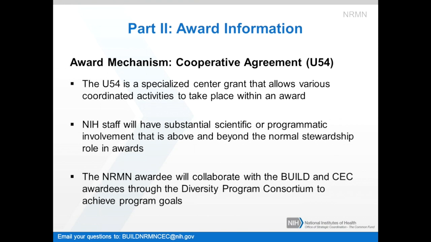Let's now turn our attention to award information. As you may know, the award mechanism for the NRMN is a U54, which is also known as a cooperative agreement. A cooperative agreement is a support mechanism used when there will be substantial federal scientific and/or programmatic involvement that is above and beyond the normal stewardship roles in awards. Substantial involvement means that after all awards are made, NIH staff will assist, guide, coordinate, or participate in project activities. To achieve the program goals, the NRMN awardee will also maintain an ongoing collaboration with the BUILD and CEC awardees through the Diversity Program Consortium.